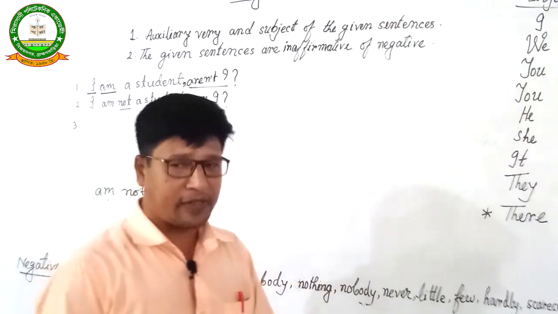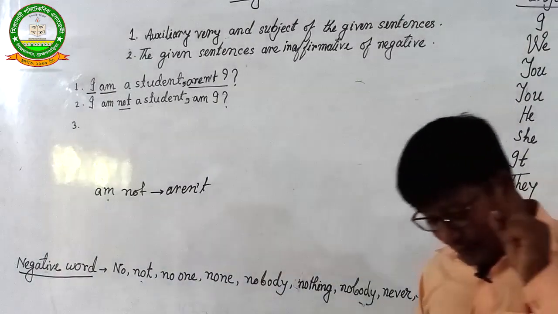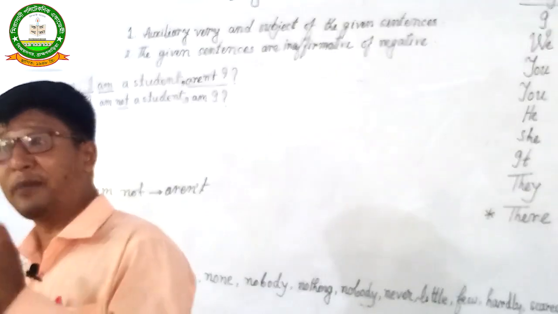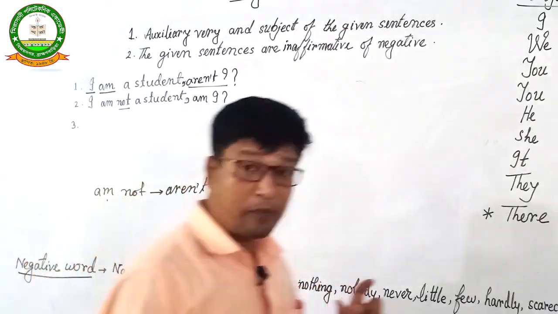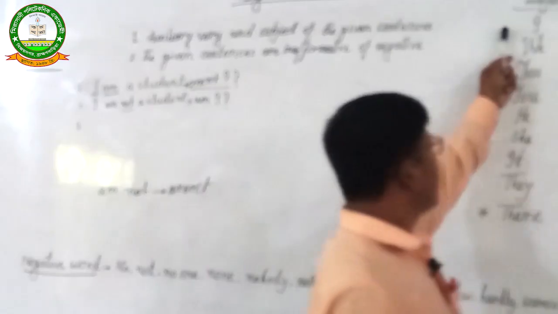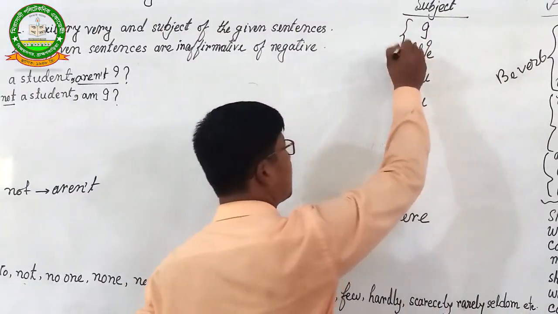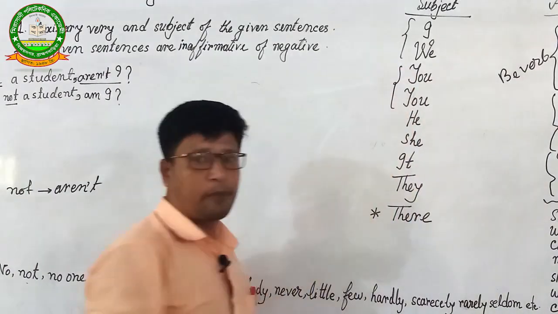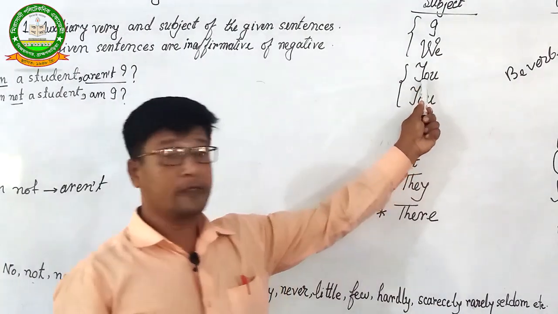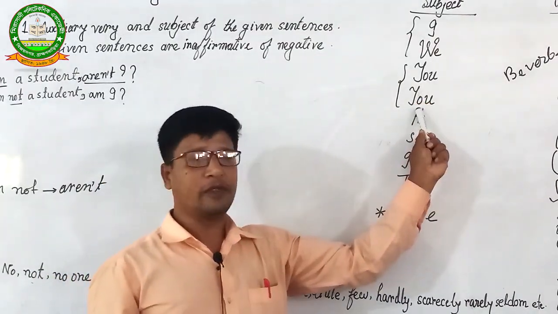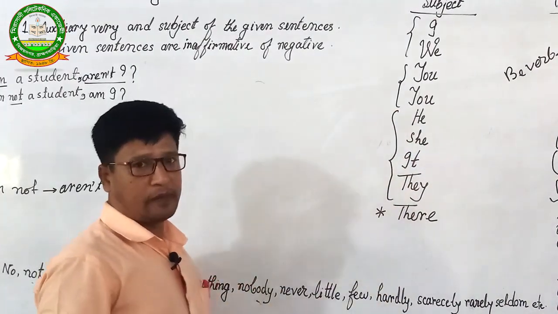How many subjects will we find in a sentence? We know, if you think of it as a family of subjects, we will find only 8 members of the subject family. Here, I and we we call first person, you and you second person. First person means singular I and plural we. Second person singular you and plural you. And third person: he, she, it, they.